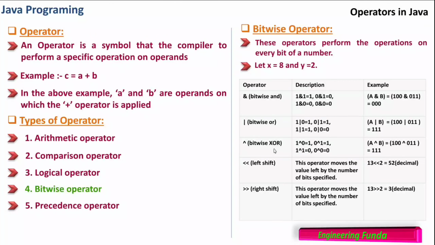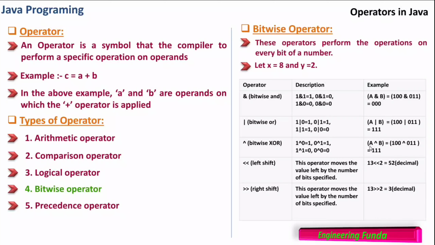Then you have bitwise XOR. XOR is the operation where the two operands should be opposite. So 1 and 0 or 0 and 1 will give us 1. If the two operands are the same, it will give us 0. So here it is 1, 0, it will give 1. 0, 1 will give us 1, and 0, 1 will also give us 1.